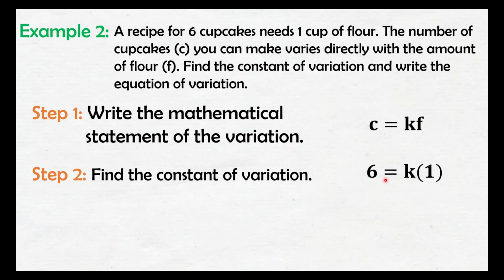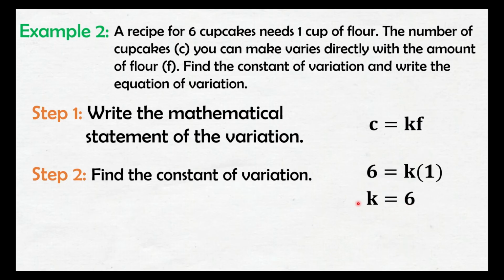So, palitan lang natin yung mga values ng C at F. So, si C dito, yung value niya ay 6. At yung flour natin ay 1. Kaya naging 6, tapos 1. Okay, then simplify lang natin. K times 1, that is K. Or simply magiging K equals 6 ito. So, okay na, meron na tayong K.